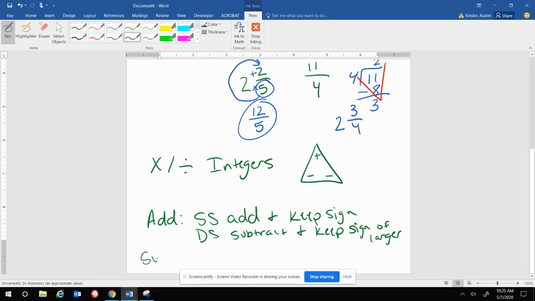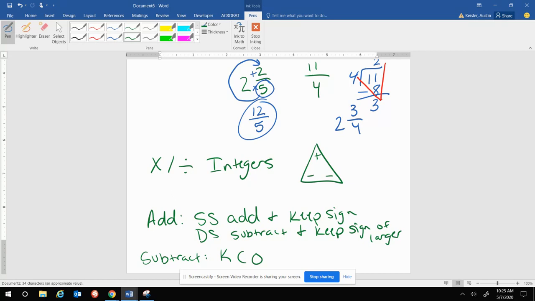And then subtracting, remember, we're just going to change it to addition. So we're going to kind of do keep, change, reciprocal, but we call it keep, change, opposite. So we keep the first number, change it to addition, and then we do the opposite of the second number.